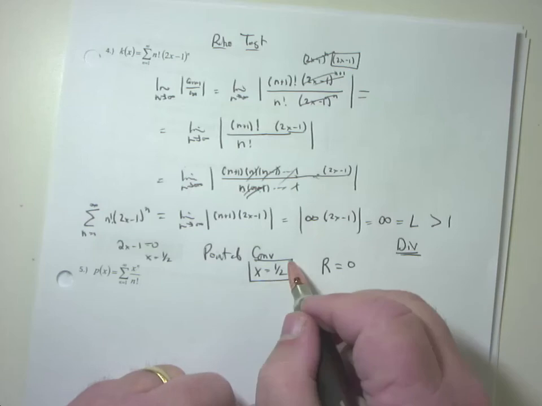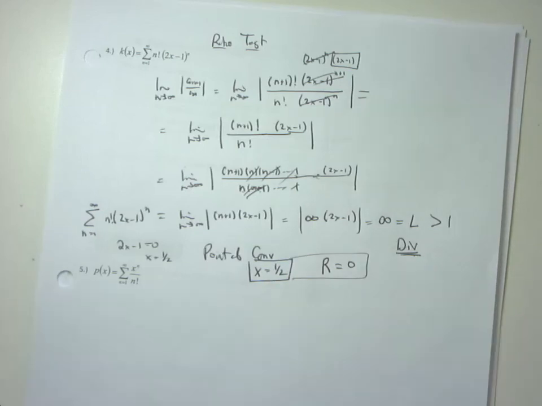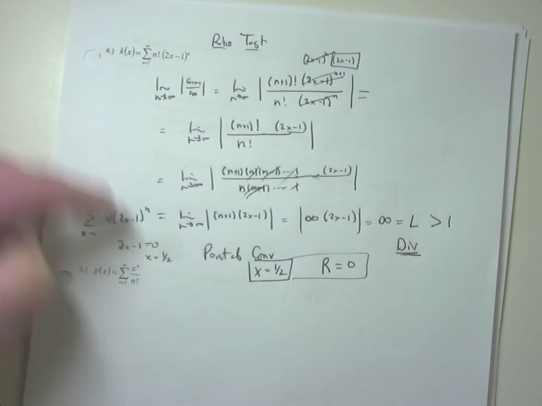So anytime you get divergence, there's always going to be at least one point of convergence, and that is the point that makes the series 0.